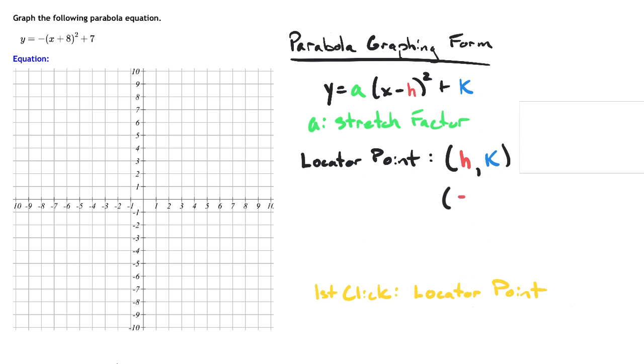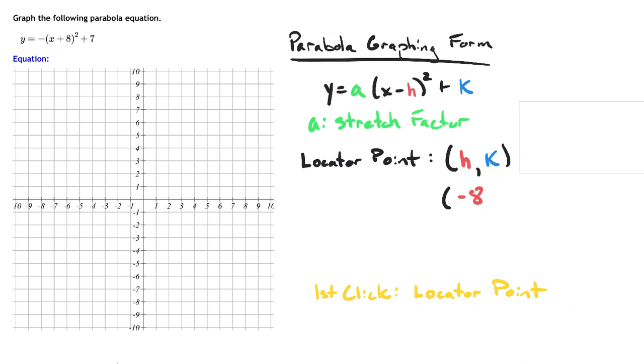our locator point is actually going to be at a -8. We know that's a -8 because inside these parentheses it's a +8, and inside our general form, you see you have a -h. So you always have the opposite of whatever that value is. That value here is a +8, so that means the h value is actually a -8.